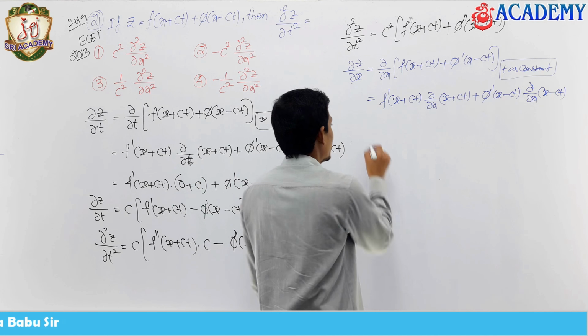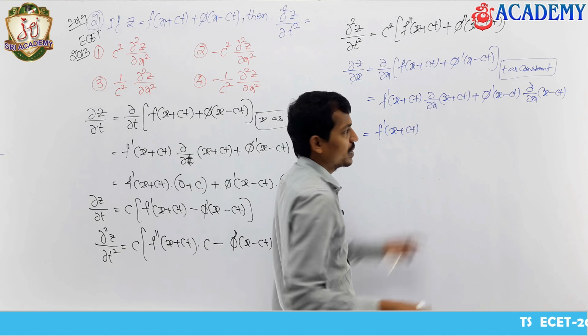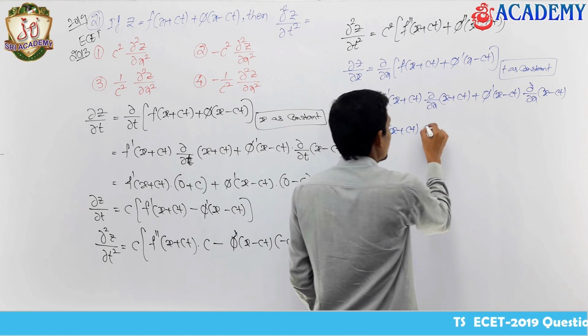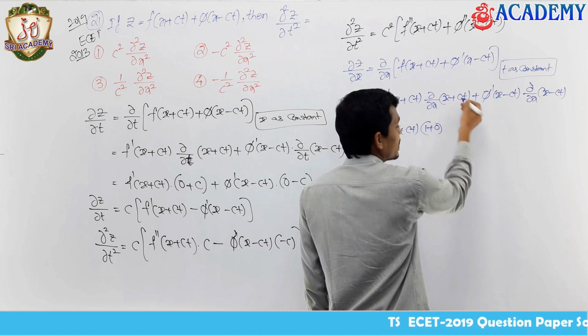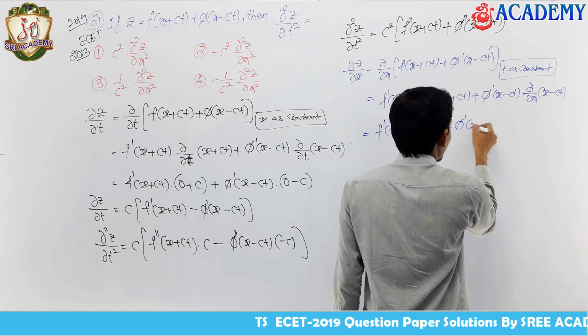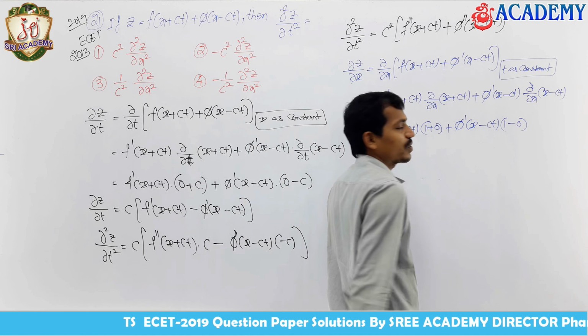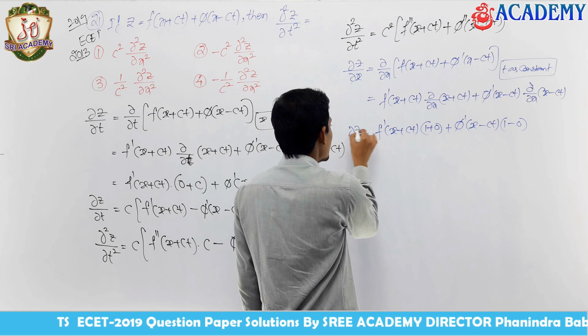Now simplify, that is going to be f dash of x plus ct, whose derivative with respect to x is 1 plus 0. Why? Because c is a constant, t is also constant, plus pi dash of x minus ct, whose derivative is 1 minus 0, which is nothing but once again 1. This is dou z by dou x.